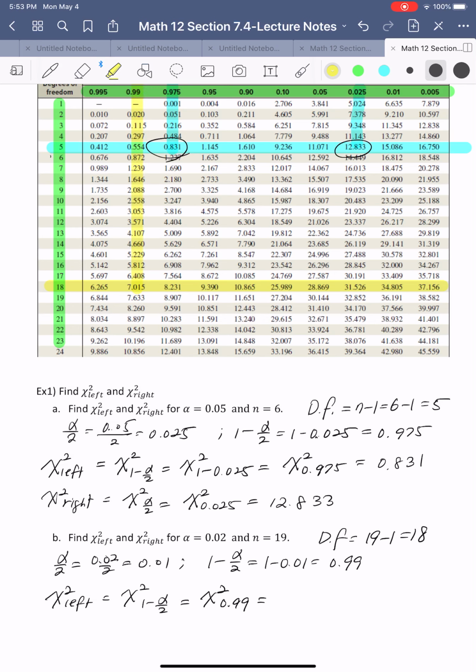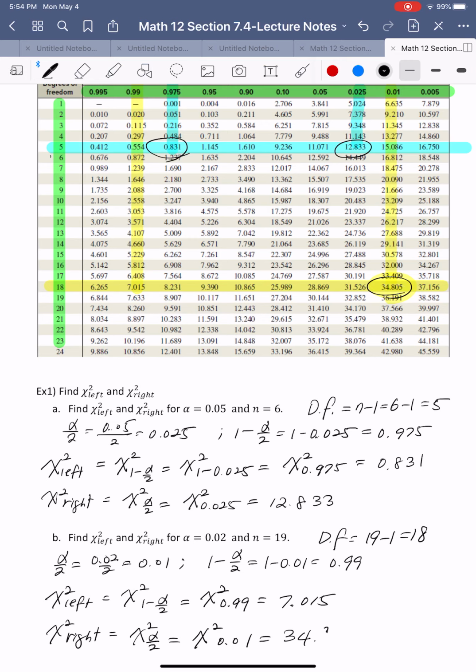So this becomes 7.015. And then chi-square right, which is chi-square alpha over 2, which is chi-square 0.01. So 0.01 is right here, and this number is 34.805. Okay, so we will use this one.